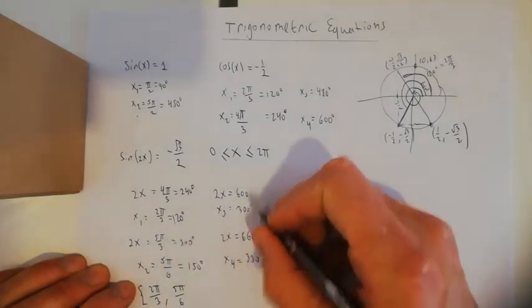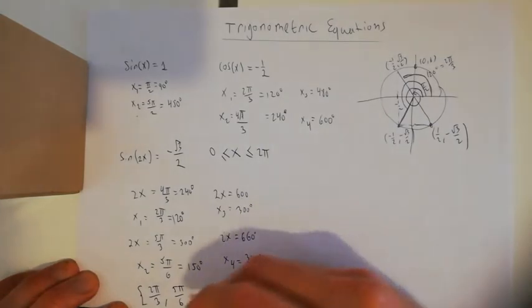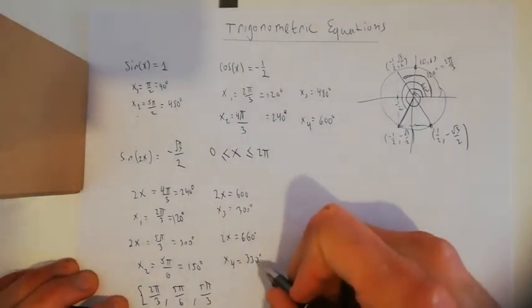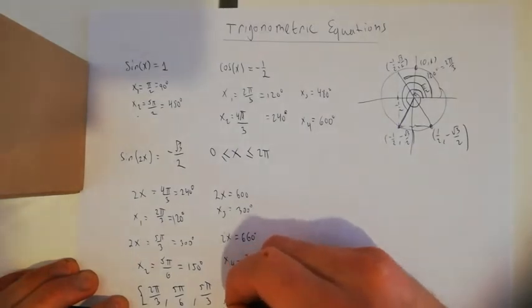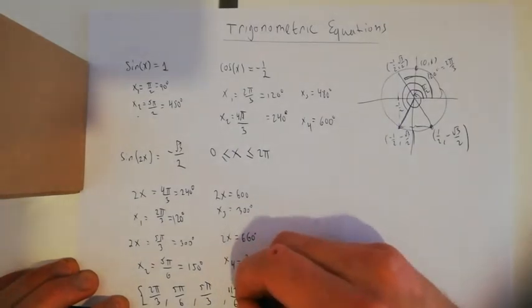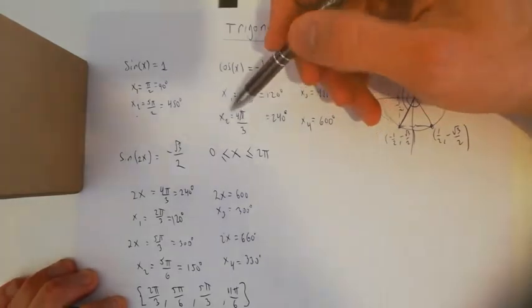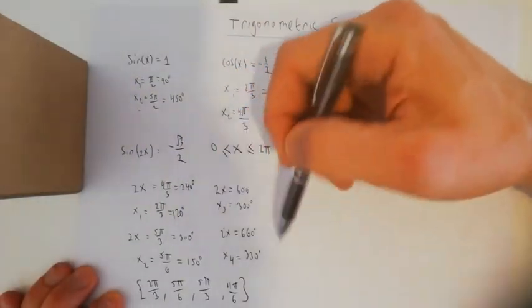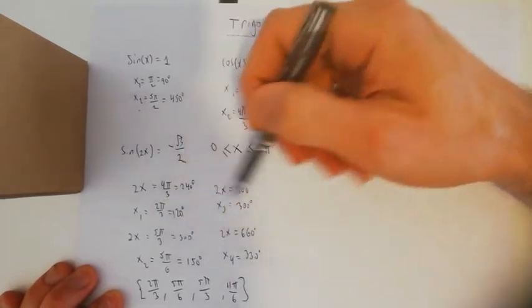300 is also between 0 and 2 pi. It's less than 360 degrees. That is 5 pi over 3. And 330 is also, that means that is 11 pi over 6, meaning in this case, if we're requested to find all the solutions between 0 and 2 pi, then we would have to keep going and finding all these 4 solutions.